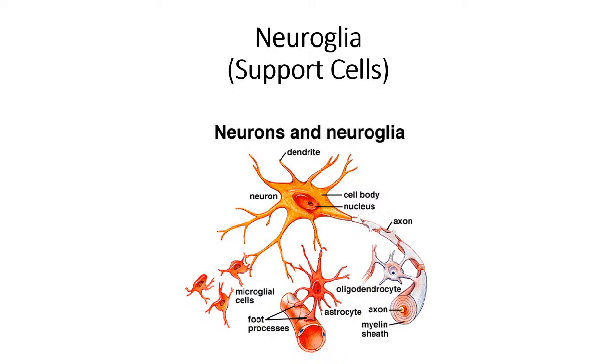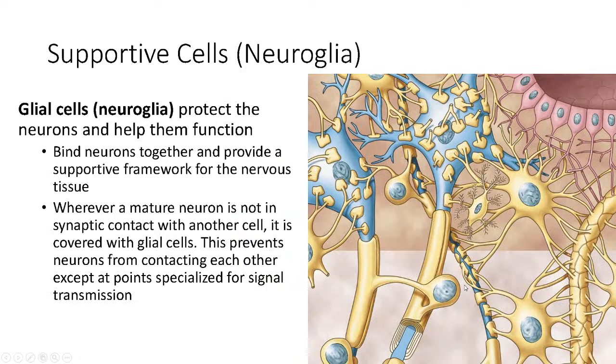All right, so let's talk about the neuroglia. We talked about the neurons, plenty already. Neuroglia, these are the support cells, and there are 6 types. They perform a variety of functions to support the neurons. They can bind them together. They provide a supportive framework for the nervous tissue, especially the astrocytes. You could also say that the ependymal and Schwann cells do that as well, providing a supportive framework.